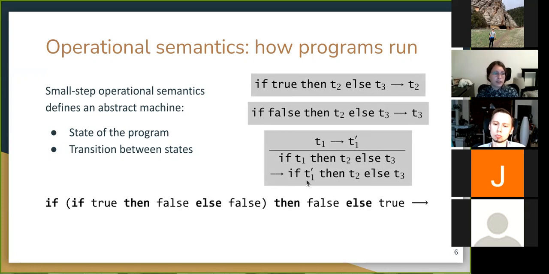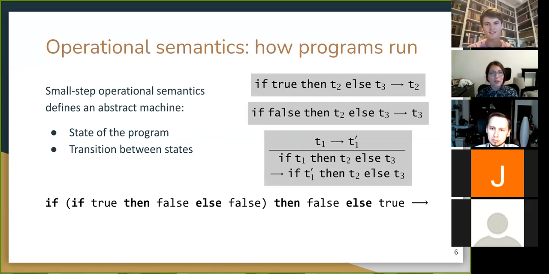And again, as a warm-up, we can try to run this example. Here we have an outermost if expression, and the condition is itself an if expression. What do you think would happen with this program if we try to apply one of these rules? I hope this makes sense. Let me know if you have any questions. Inference rules are a bit tricky. Artem and I both know the answer, so maybe somebody who doesn't know the answer should give it a shot.